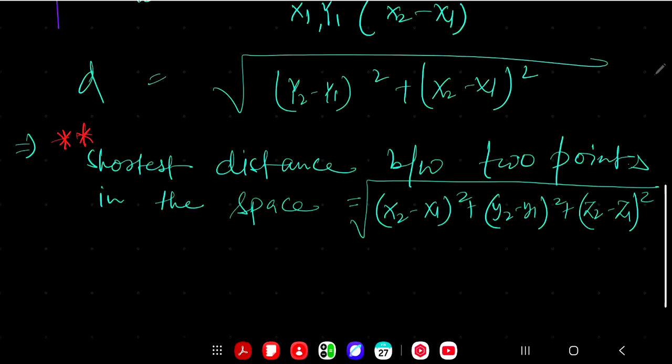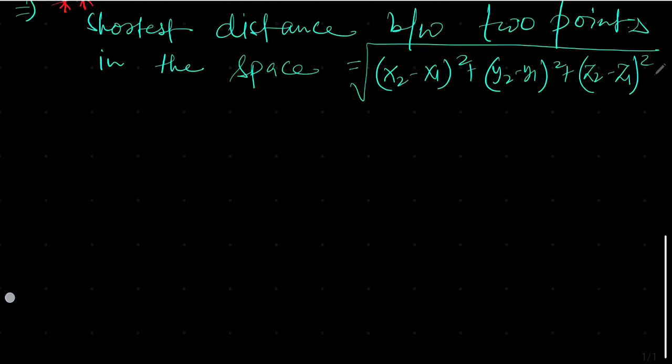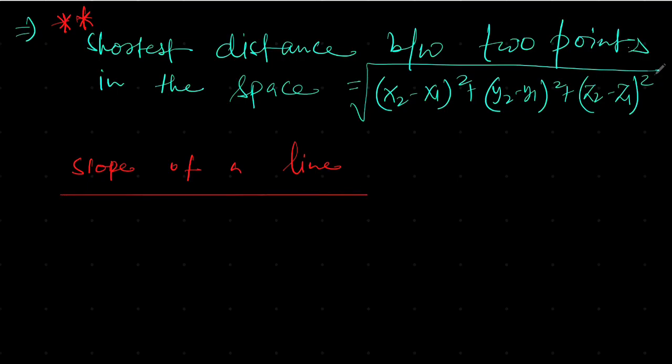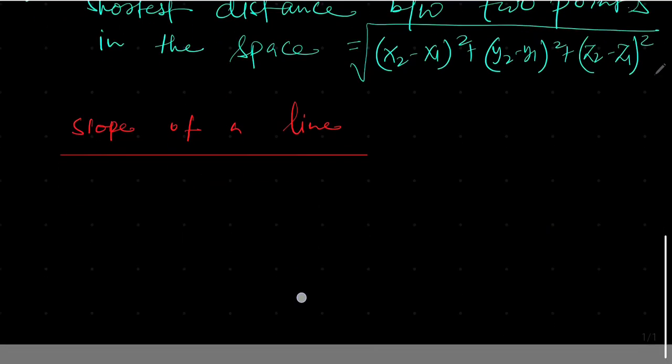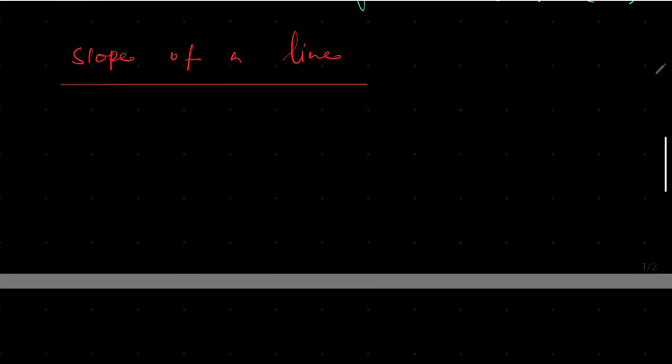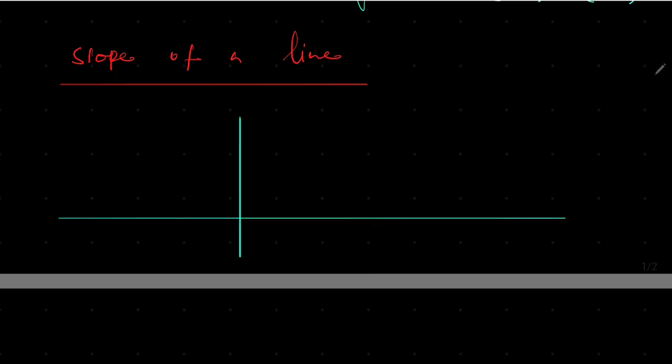Now let's describe the slope of a line. Next topic, slope of a line. It's a mathematical term. Slope is a mathematical term. First you have to understand what slope is in mathematics. Don't think about the feel of this particular term. First understand what this is as a term in mathematics.